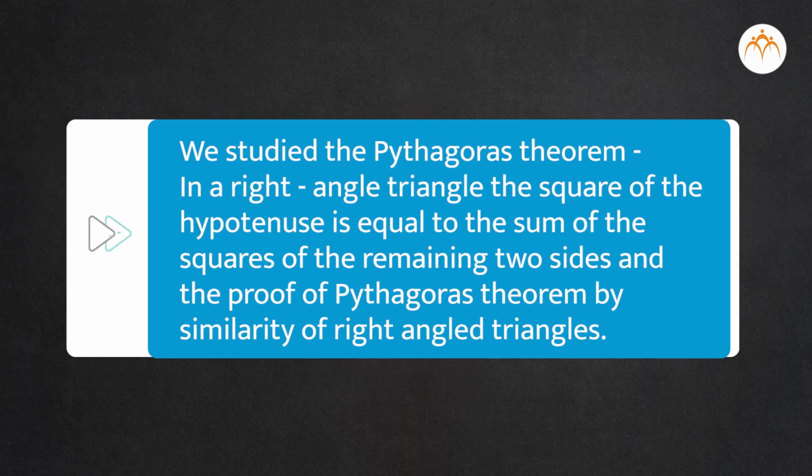We studied the Pythagoras theorem. In a right angle triangle, the square of the hypotenuse is equal to the sum of the squares of the remaining two sides, and the proof of Pythagoras theorem by similarity of right angle triangles.